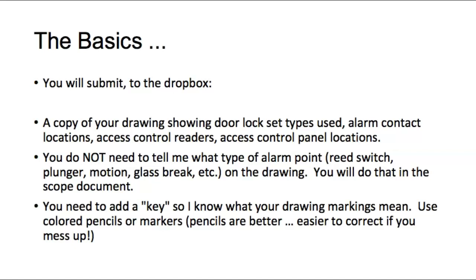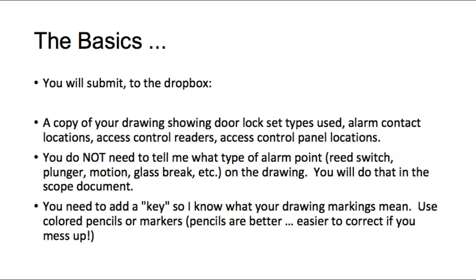Alarm contact locations, access control readers of any kind that you might use, and access control panels. Remember, for every 2 readers, you have to have a panel, and you want the shortest run possible on those. You don't need to tell me what type of alarm point on your drawing, whether it's a reed switch, a plunger, a motion, glass break, anything like that, because you're going to do that in the scope document. So you just need to plot out where the alarm points might be.